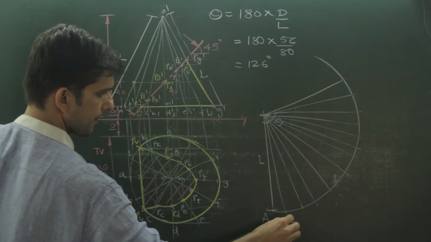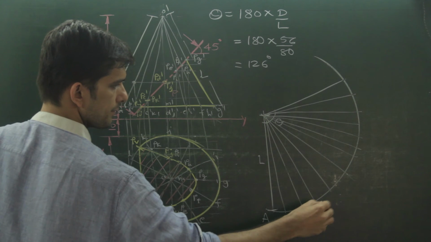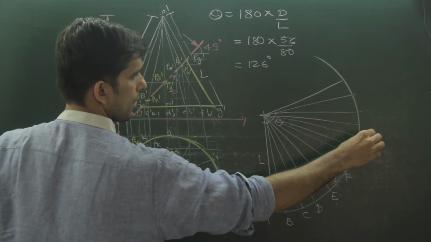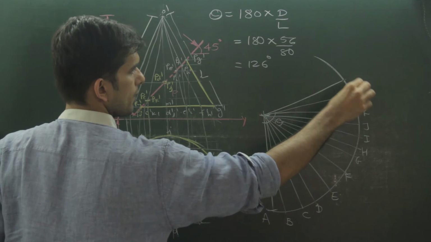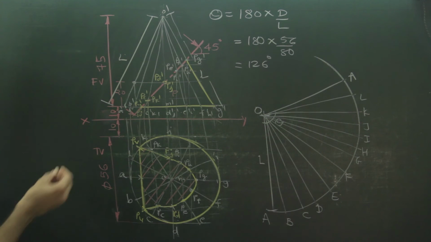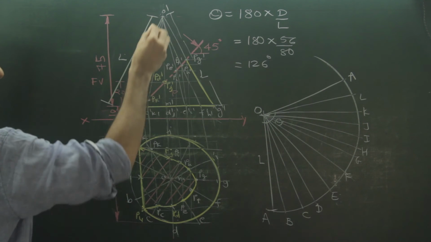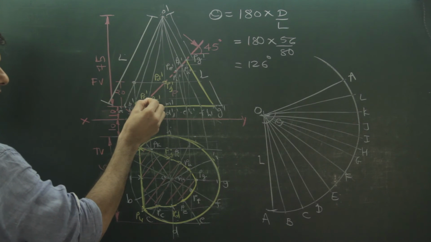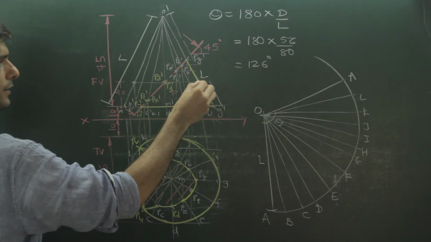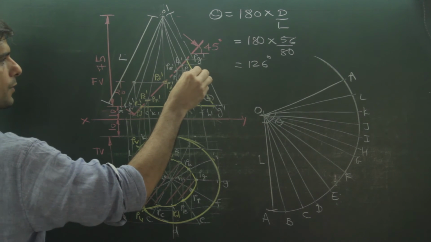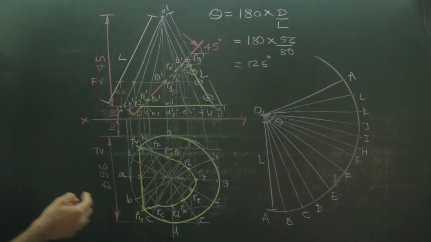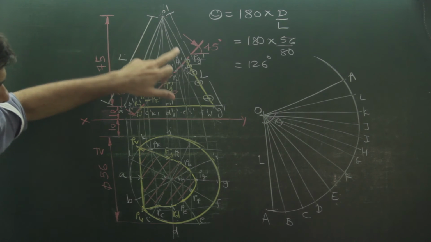So write A, capital A, B, C, D, E, F, G, H, I, J, K, L, and this is O. Now what we will do, we'll take all these points on true length. Now see, we'll take O dash, PC dash, PK dash. We'll take this point till here. See this, we'll take this point till here. Take this point till here. Take this point till here. Take this point till here. See, so we have taken all the points till the extreme edge.